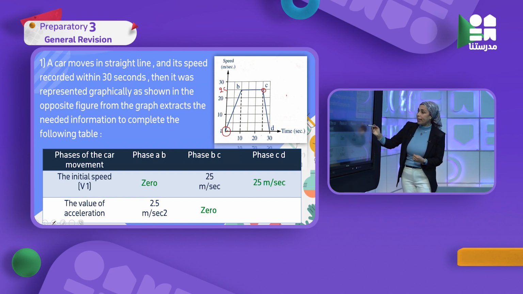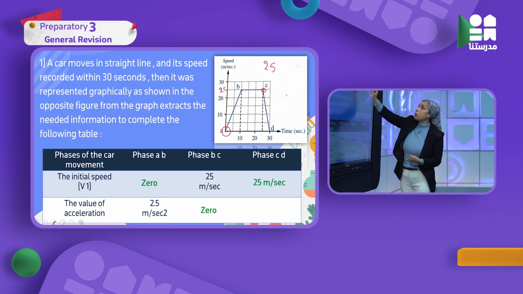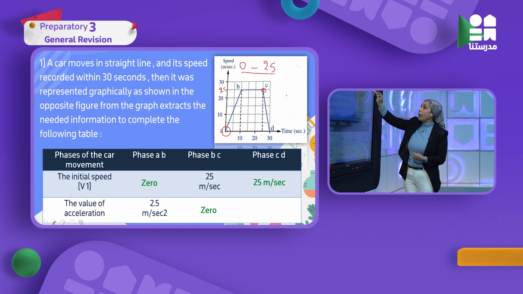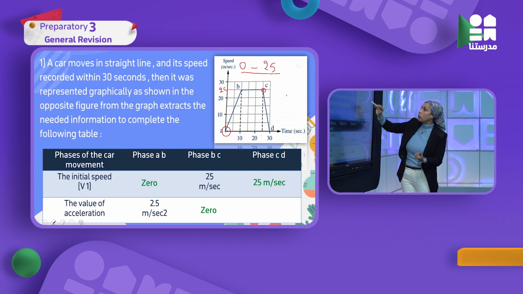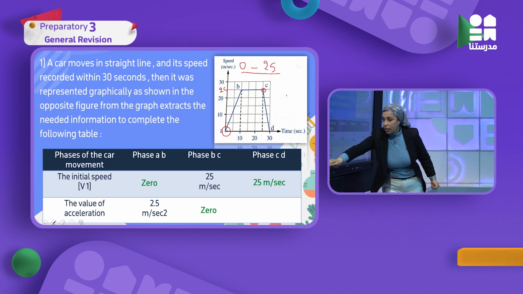طب what about the acceleration in phase CD? Here the initial speed, I said, is 25. And the final speed here is how many? 0. يبقى the final speed is 0 minus the initial speed which is 25, divided by the time. طب فاضل لي التايم. Which time? The time that I took here. So the time which is taken من المسافة دي للمسافة دي قد إيه؟ Let's see here the calculation together.